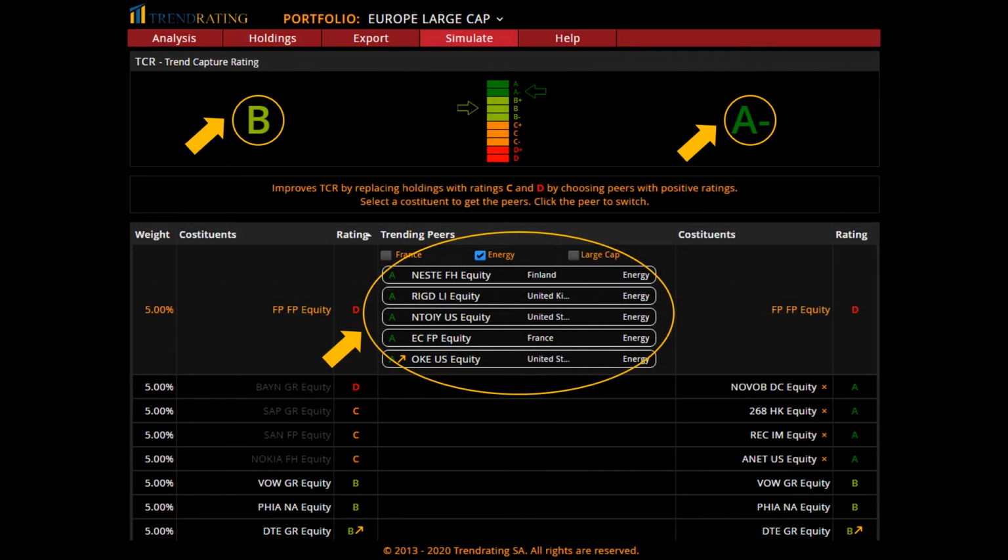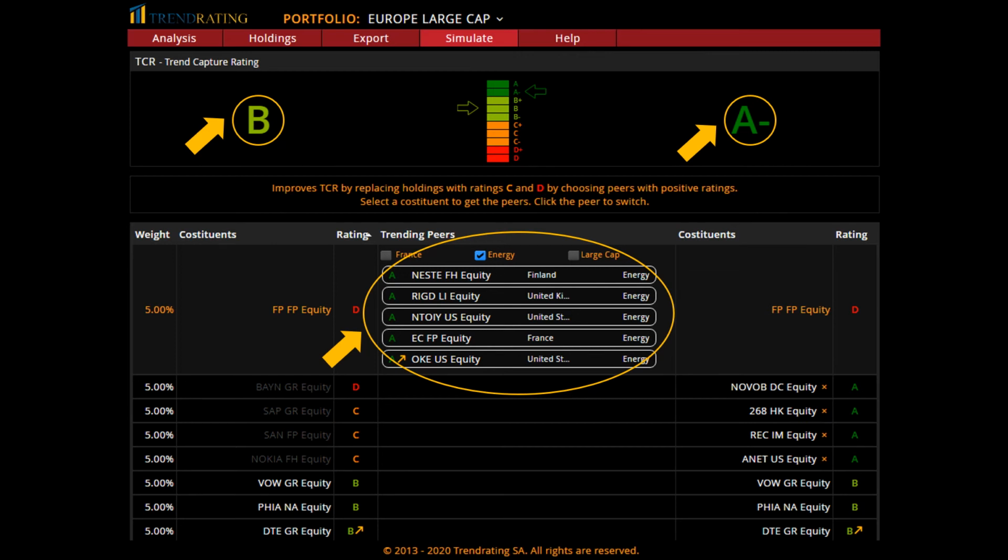Simulate and increase the portfolio return potential. The goal of the simulation is to facilitate the replacement of negatively rated holdings with alternative stocks rated A to improve the risk-return profile of the portfolio. For example, let's now try and raise the trend capture rating of this portfolio. It's currently rated a bit low, so let's see how we can improve it.